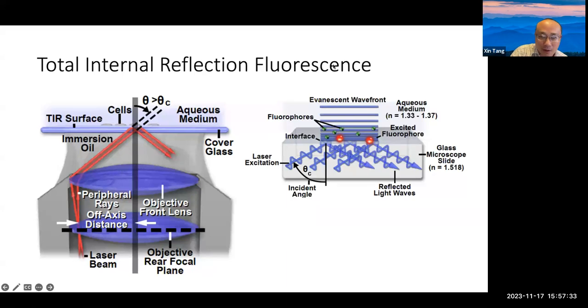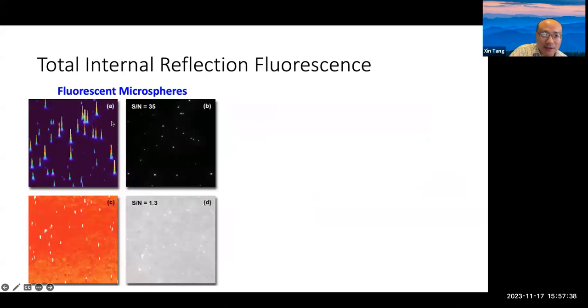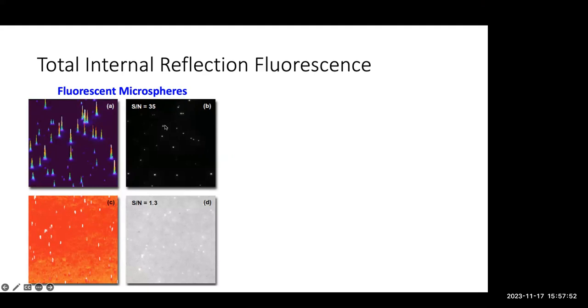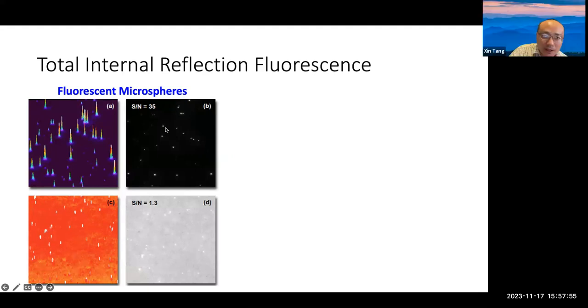Once you have this, you will start to see the signal like this. Here are actually many fluorescent microspheres on the surface. You see here, on the top is TIRF, on the bottom is not TIRF. On the top, you see my cursor, you guys see my cursor? On the top, you see figure B. This is the fluorescent picture of the fluorescent microspheres. You see very clear spheres, and the background is all black, right?